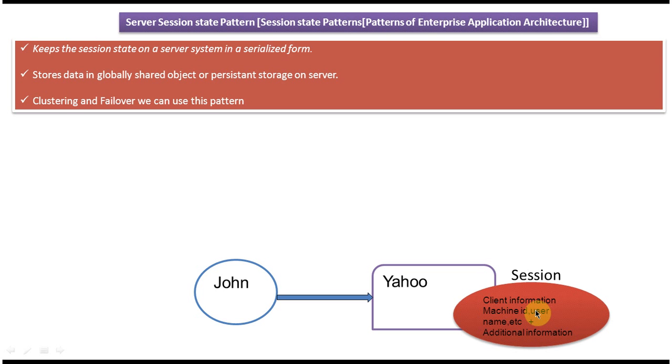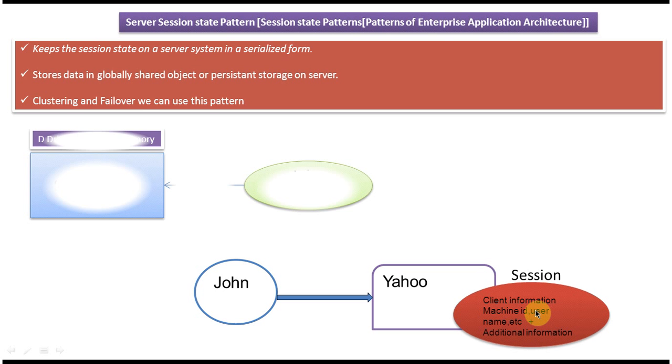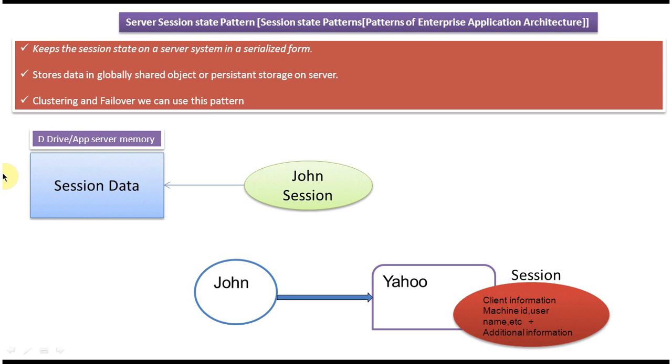So we will see what is the server session state design pattern. As per the server session state design pattern, what we have to do is save John's session data in a server. We can save it in the server's persistent storage, like D drive or C drive, or we can store that session data in the app server memory.